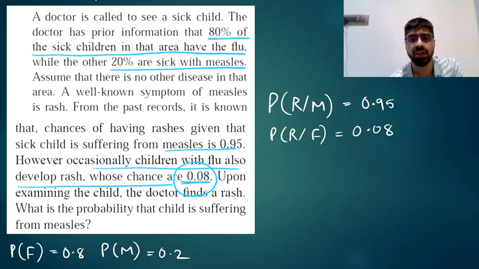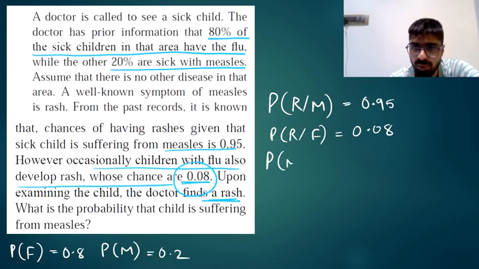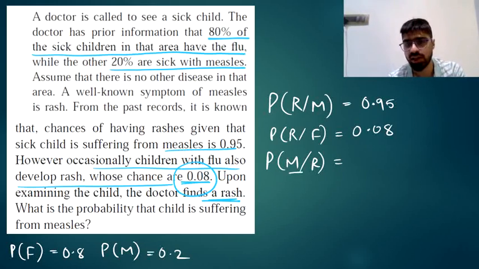Now they have said that the doctor has already examined the child and he sees a rash. Okay, so the rash is seen. It is given that the rash is present. Now what is the probability that it is measles? So they are asking you the probability of measles given that a rash has already been observed. So we write the numerator as the reverse of this. P of R given M into P of M.